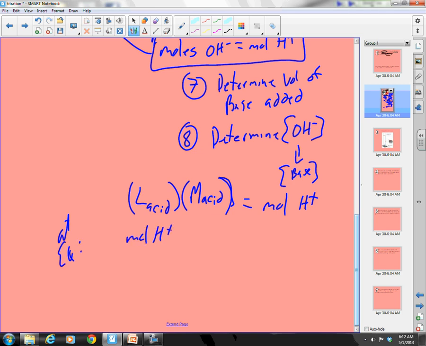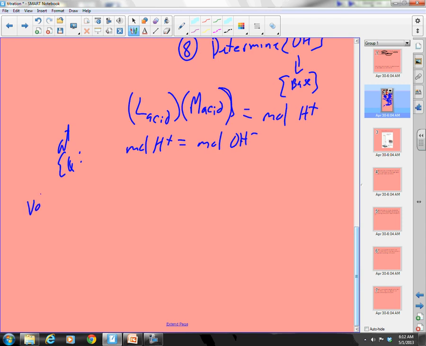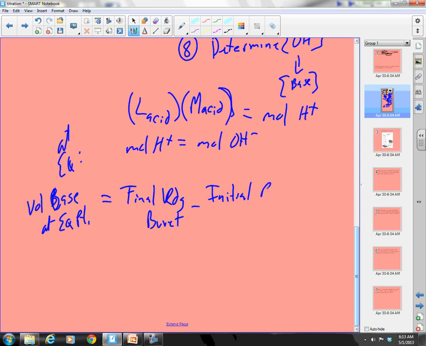At the equivalence point, what do we know? Well, moles of H plus equals moles of OH minus. We also know the volume of base at the equivalence point, because we measure that. How do I get that? Volume of base is equal to the final reading on your burette minus your initial reading on the burette. That'll give me my volume of base.